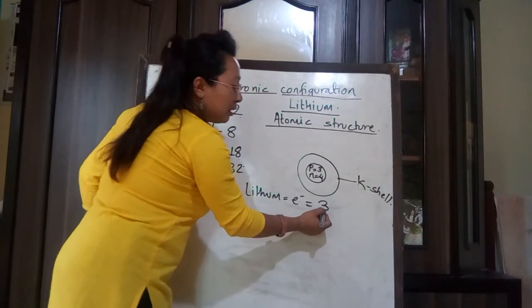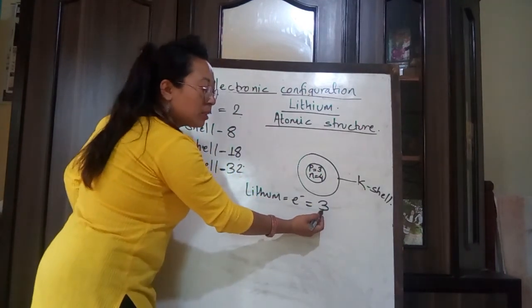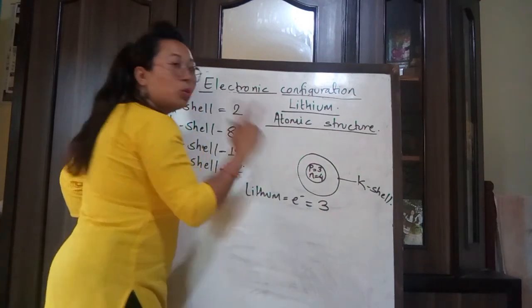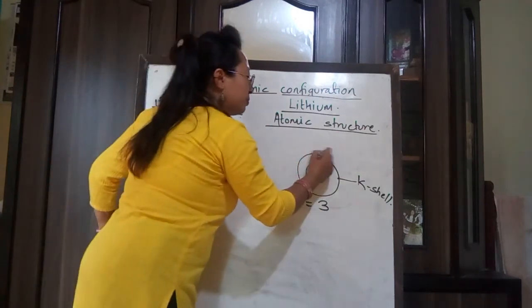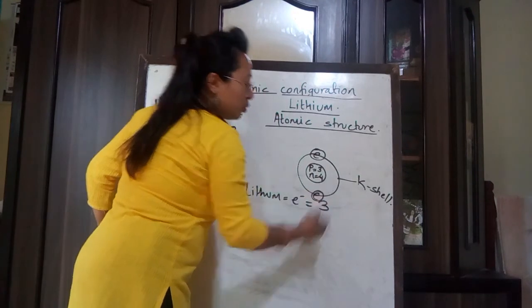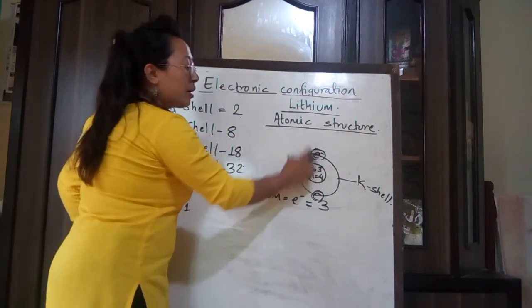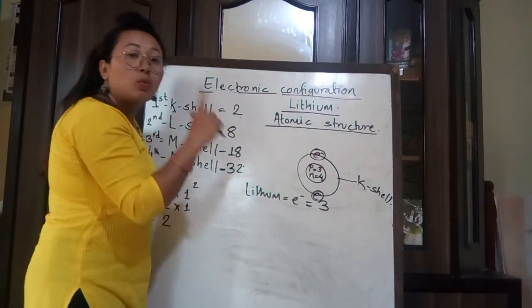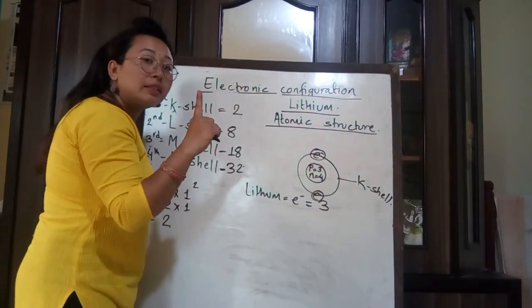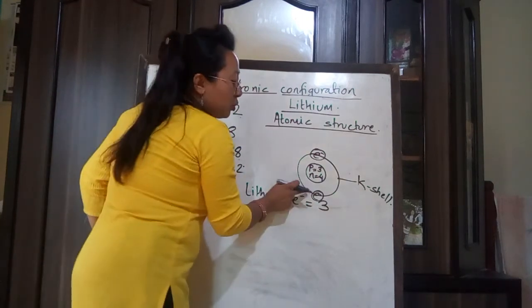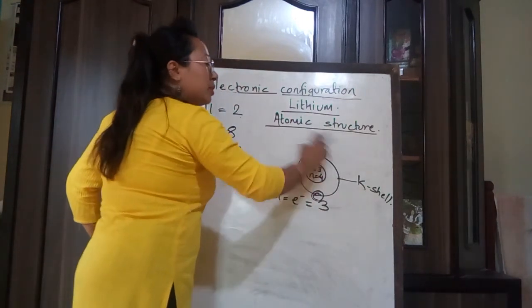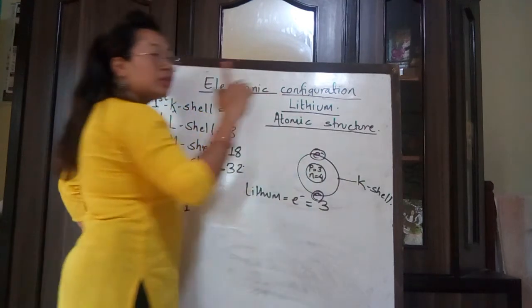And then here lithium has total number of electron 3, but here K shell can hold 2. Let's write that 2. 1, 2. Yes, these are the 2 different electrons that I have written. Now remaining number is 1. Yes. So here 2 electrons I have already filled up in this K shell, but there remains 1.